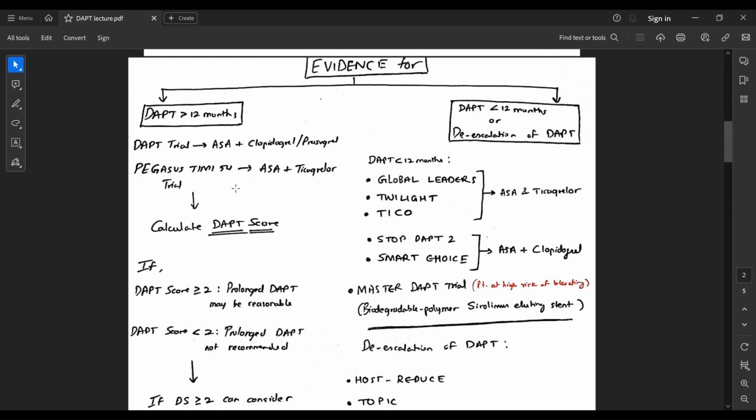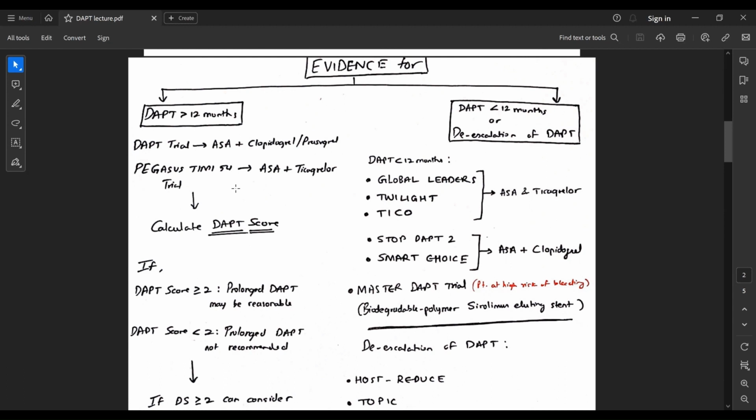The DAPT trial showed that the extended DAPT beyond 12 months for about 18 to 48 months resulted in 0.7% absolute reduction in very late stent thrombosis, a 2% absolute reduction in MI, and a 1.6% absolute reduction in major adverse cardiovascular events, that is MACE, and a 0.9% absolute increase in moderate or severe bleeding.